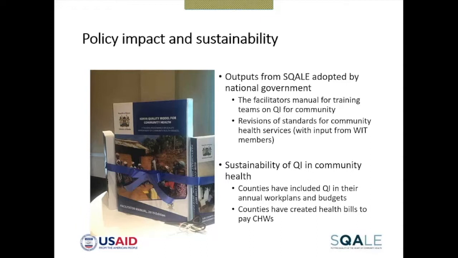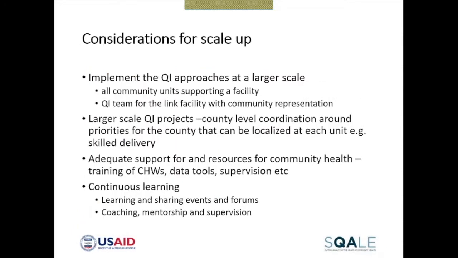We've done some studies on the costs of doing this, and we know that training is the largest cost. But the county teams have gone ahead and budgeted for sustaining quality improvement through supervision and coaching visits. And they've also found ways of sustaining community health programs by creating health bills to pass to their county assemblies for community health workers to be paid, and therefore to make them functional, and then strengthened by approaches like QI that we have done.